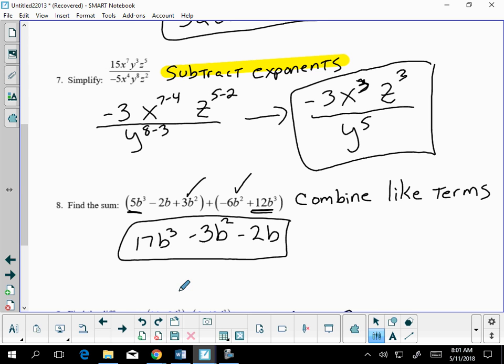On number 8, all you're really doing is combining like terms. Remember, a like term has to have the same exponent. So 5b cubed and 12b cubed. Those are like terms. 5 plus 12 gives me the 17. 3b squared, negative 6b squared. 3 plus negative 6 gives me the negative 3b squared. The 2b did not have anybody to join up with.